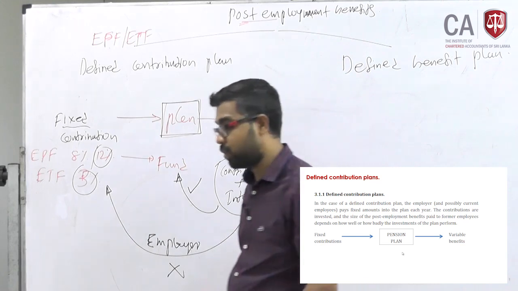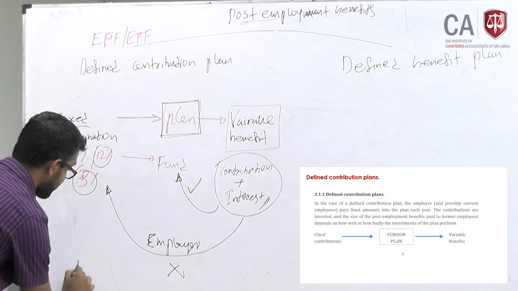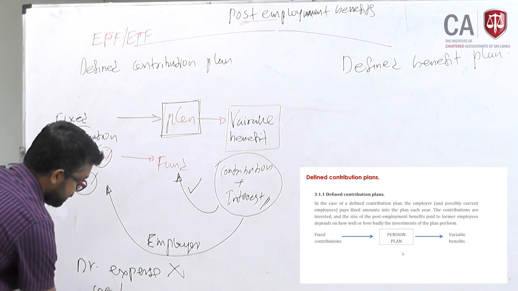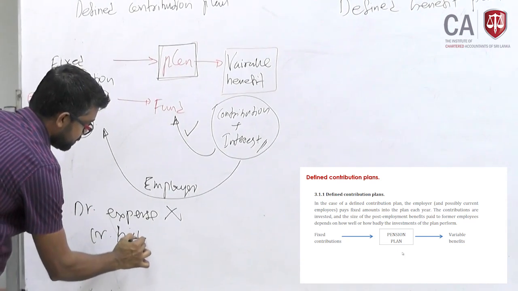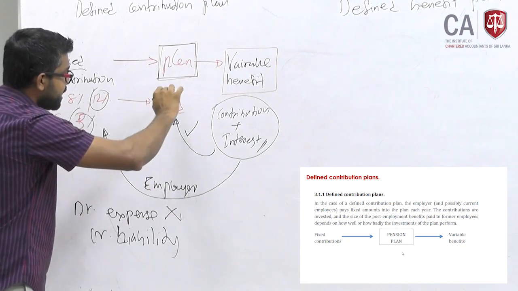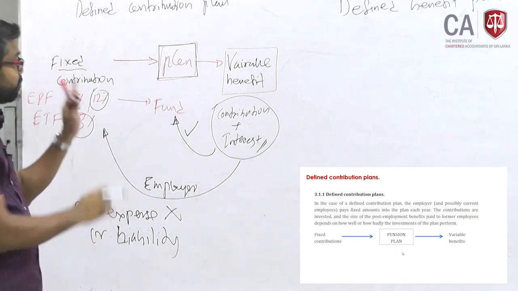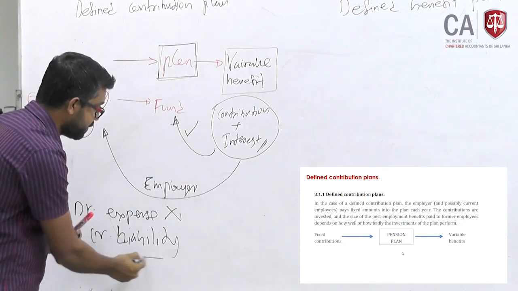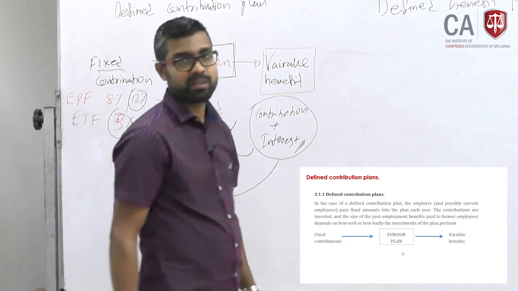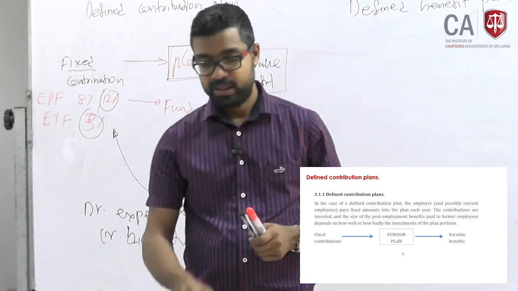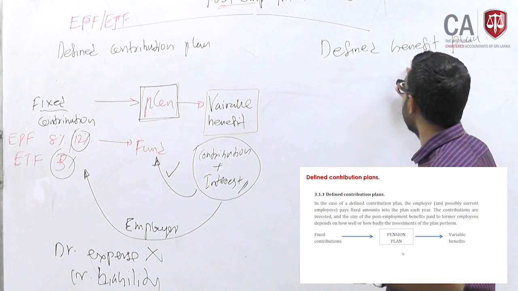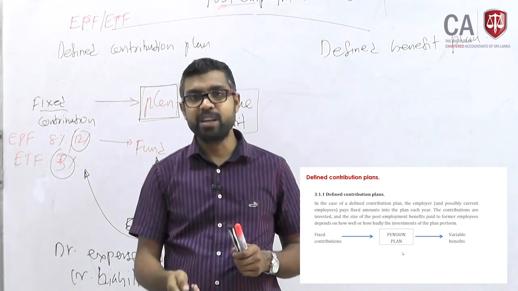I can't do anything. Therefore, in my books, this is my double entry: debit expense, credit liability. This liability will exist till I contribute money to where? This fund. Once I pay to this fund, my liability will be fulfilled. Understand? That is called a defined contribution plan. On the other side, you have another post-employment benefit plan, the defined benefit plan. What do you mean by defined benefit plan?